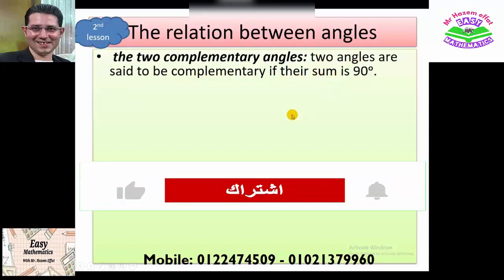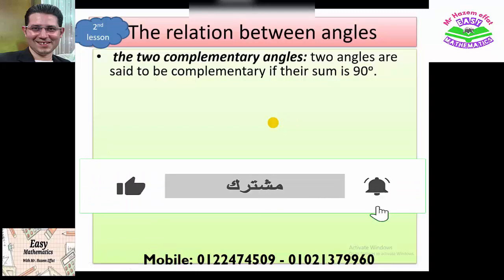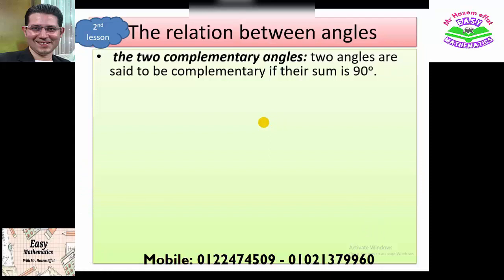For example, if we have two angles 40 and 50 degrees, we can say both of them are two complementary angles. Another example, if we have two angles 20 and 70 degrees, we can say they are two complementary angles because their sum equals 90.